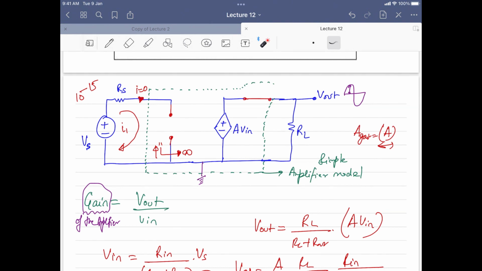The only thing which is in your hand is how to make your amplifier such that its input resistance is infinity, but not exactly infinity. It will be like 1 megaohm practically. So 1 megaohm means close to infinity. And similarly, how to make your amplifier so that your output resistance is, let us say, 10 ohms. So 10 ohms is as good as 0 ohms only. Okay, so this is the thing.